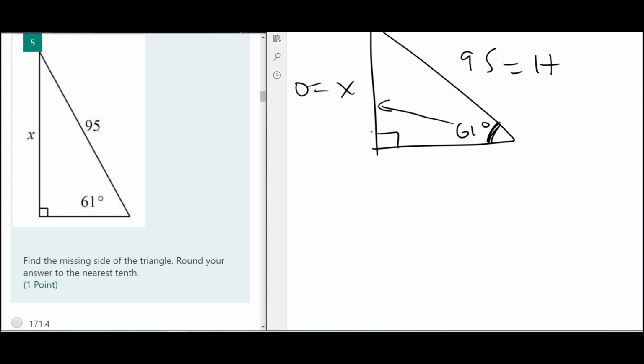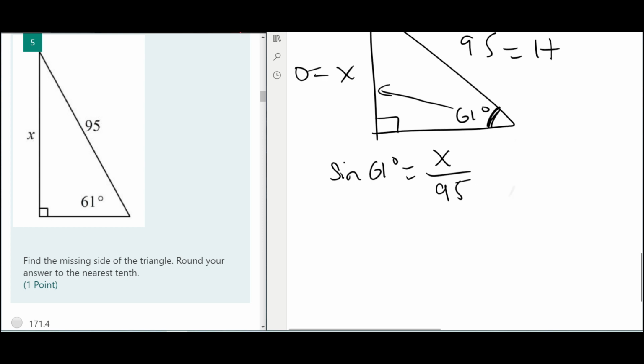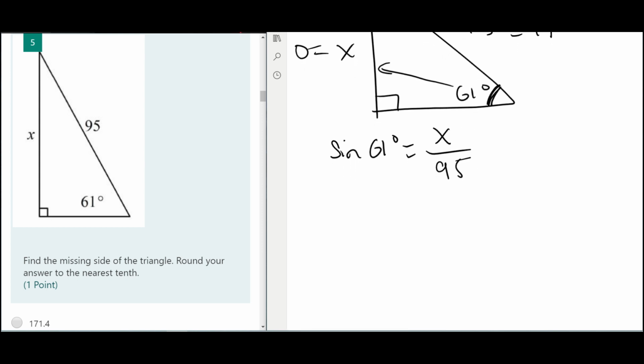So what's opposite over hypotenuse? Well, that is going to be SO in SOHCAHTOA. Sine of 61 degrees is opposite over hypotenuse. Opposite is x, hypotenuse is 95. Then we simply solve that equation. We're going to multiply both sides by 95 so that it cancels. And so x is equal to 95 sine of 61 degrees.